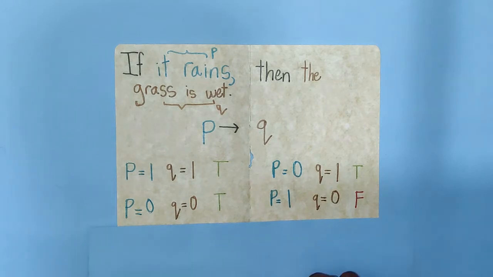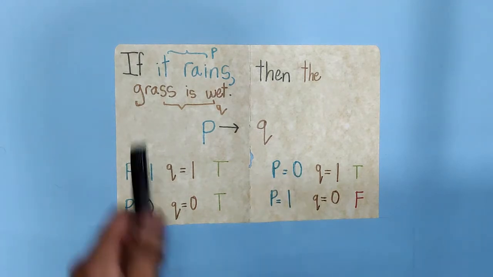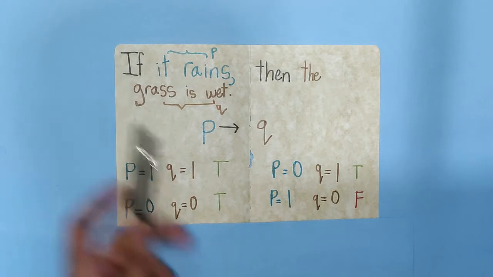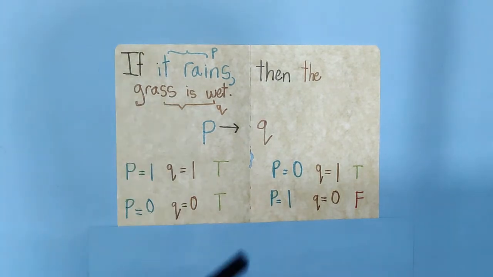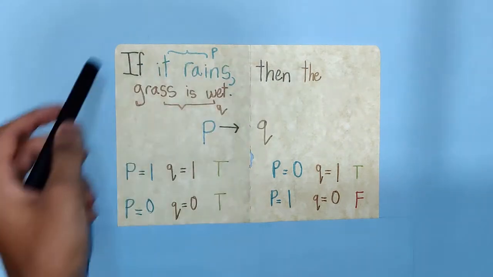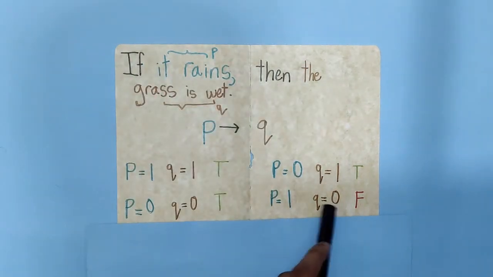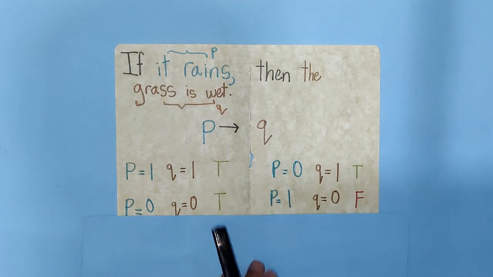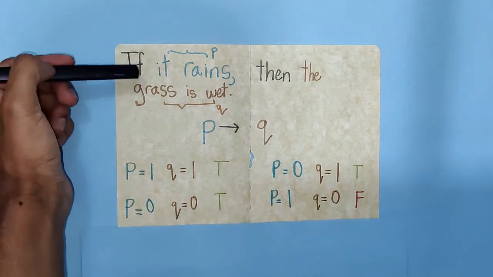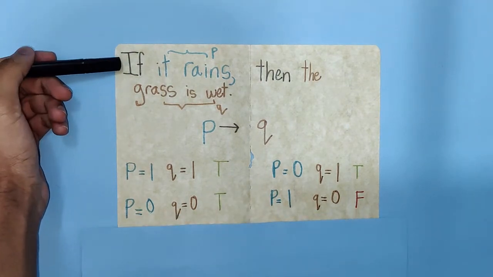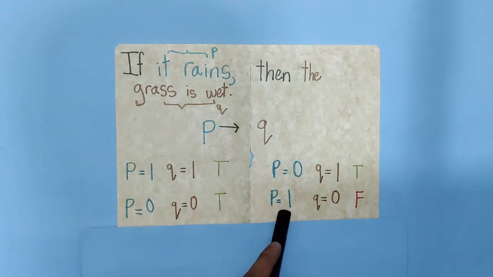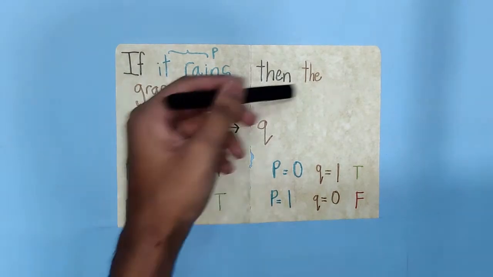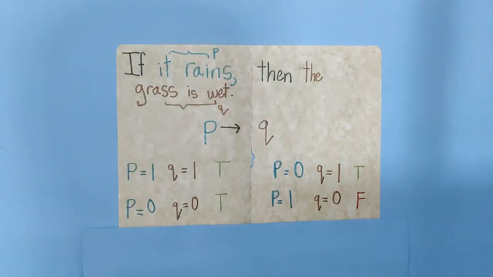Now, if we say it does rain and the grass is not wet, i.e. P is 1 and Q is 0, this proposition is false if this happens because it essentially breaks the proposition because it goes against exactly what it says. This says if it rains the grass has to be wet, but in this case it rained and the grass is not wet, so we say that the proposition is false.